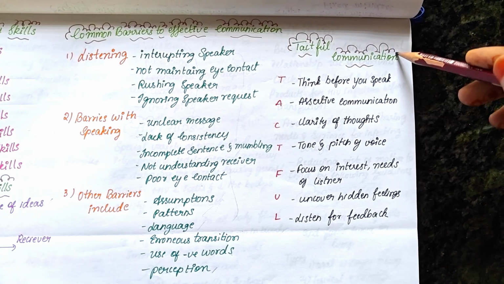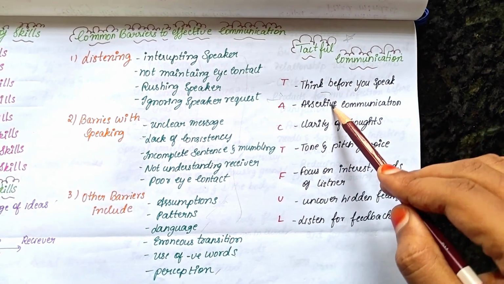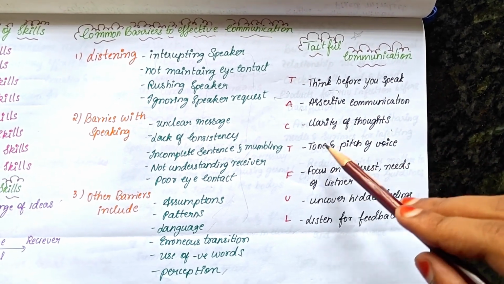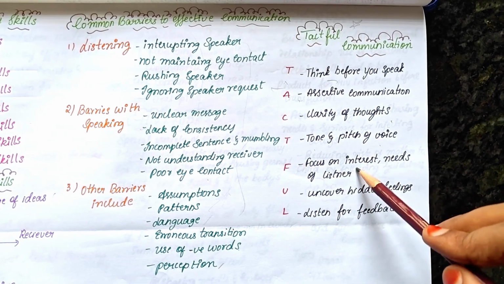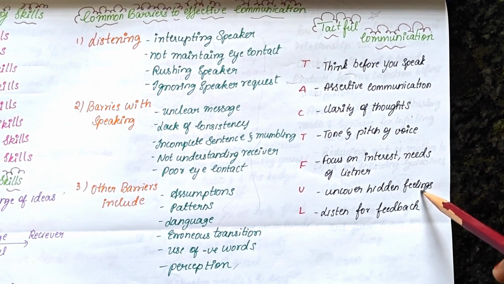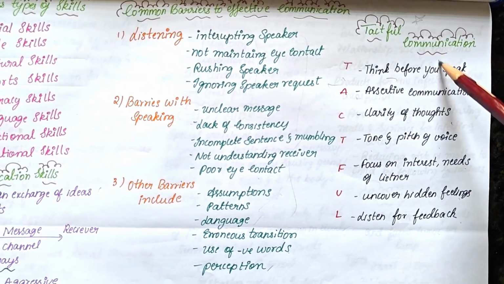Coming to tactful communication, it's important to remember this word's full form: T for think before you speak, A for assertive communication, C for clarity of thoughts, T for tone and pitch of the voice, F for focus on interest and needs of the listener, U for uncover hidden feelings, and L for listen for the feedback. This is tactful communication.